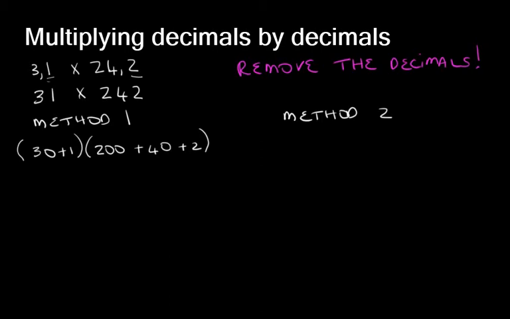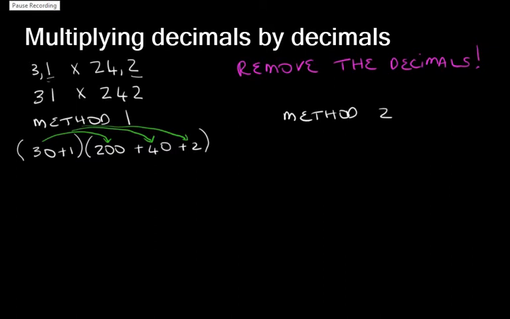Let's look at method 1. What we do is we split 31 up into 30 plus 1, and we split 242 up into 200 plus 40 plus 2. Now we've got to multiply everything in the first bracket with everything in the second bracket. So let's draw arrows to help us.